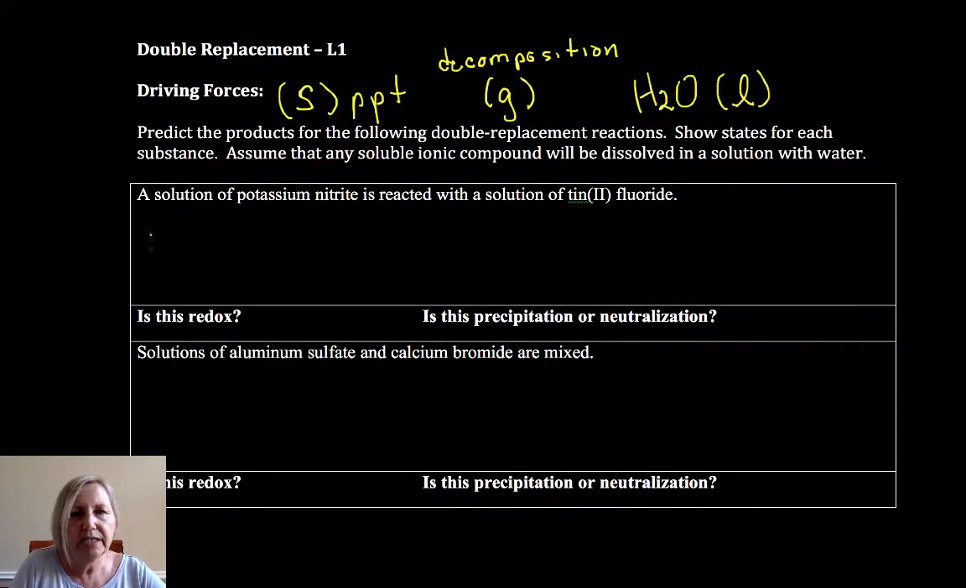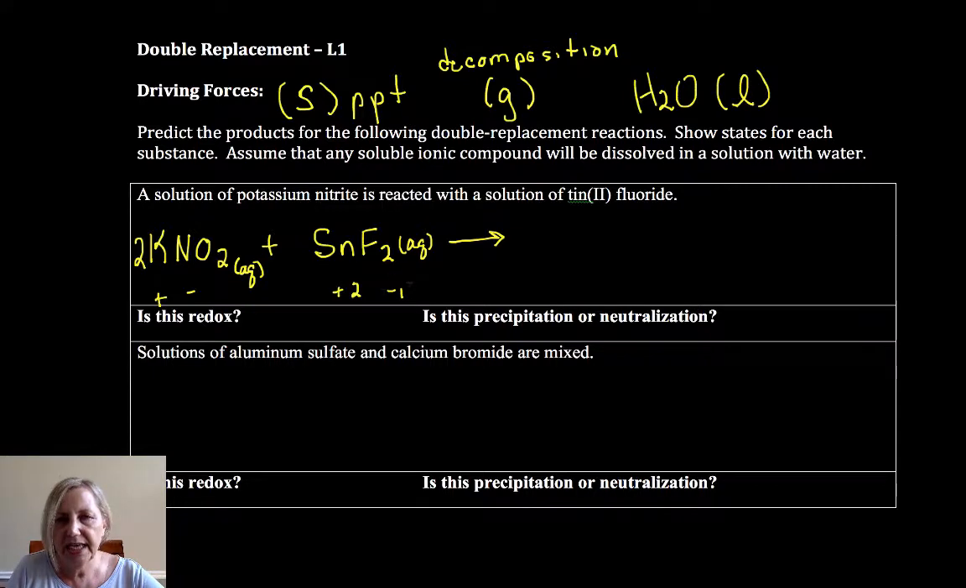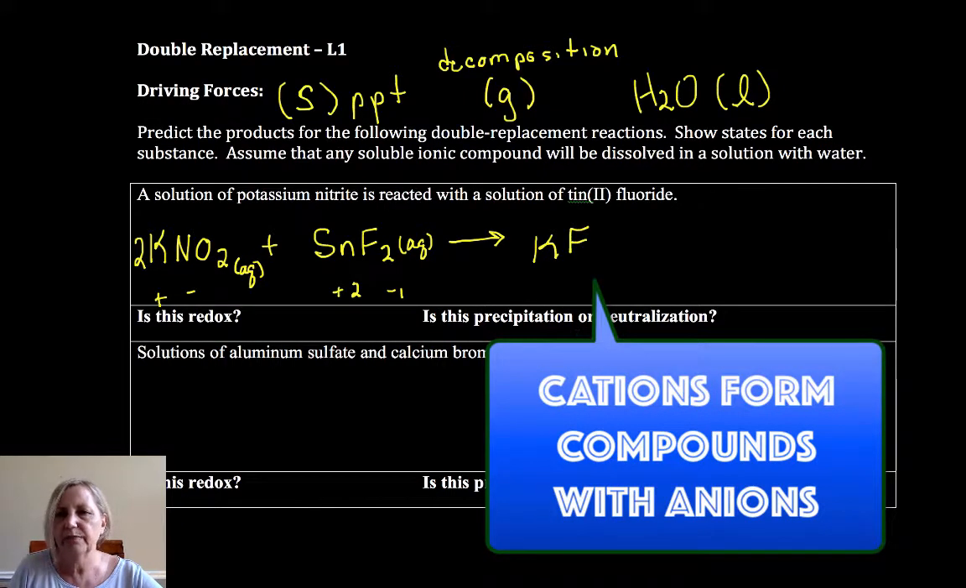Okay, so in this case, we have aqueous solutions of potassium nitrite reacted with a solution of tin(II) fluoride. You need to erase it afterwards, but I think it can be a big help if you write the charges underneath. So you'll see very clearly that the positive potassium has to go with the negative fluoride. And since I have +1, -1, I'm going to have potassium fluoride.